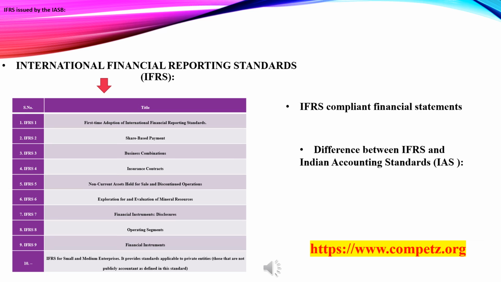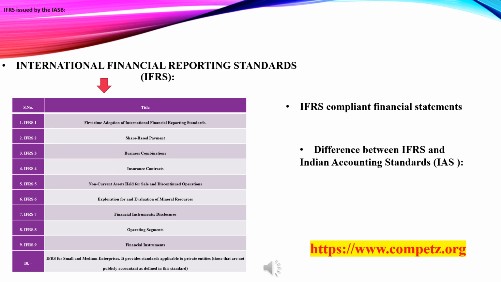So we can see one by one here. IFRS stands for International Financial Reporting Standard. IFRS 1 is the first time adoption of International Financial Reporting Standards. The second, IFRS 2, stands for Share Based Payment. IFRS 3 is Business Combinations.